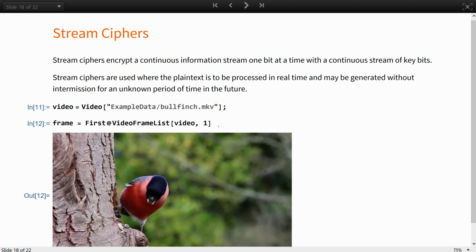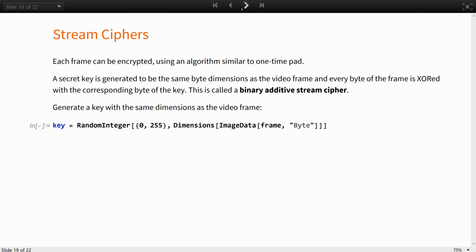Imagine you need to encrypt this video of a bird frame by frame in real time. Each frame can be encrypted using an algorithm similar to one-time pad. A secret key is generated to be the same byte dimensions as the video frame, and every byte of the frame is XORed with the corresponding byte of the key. This is called a binary additive stream cipher.